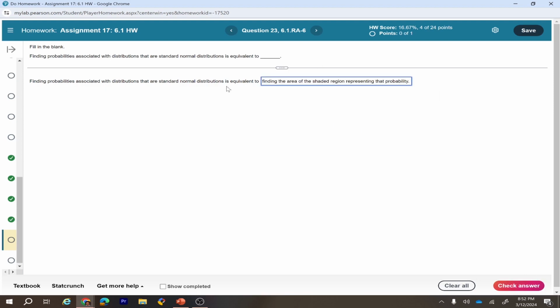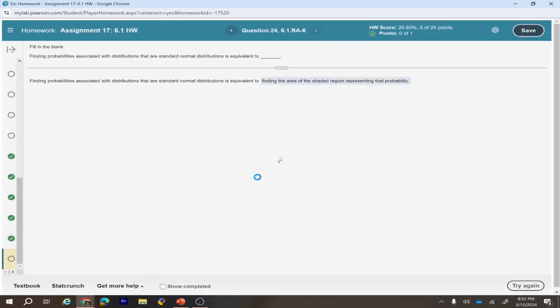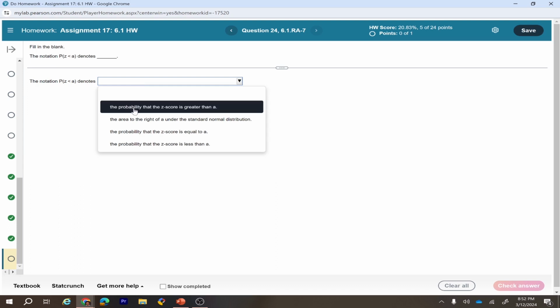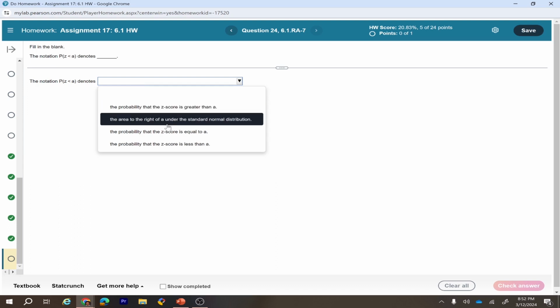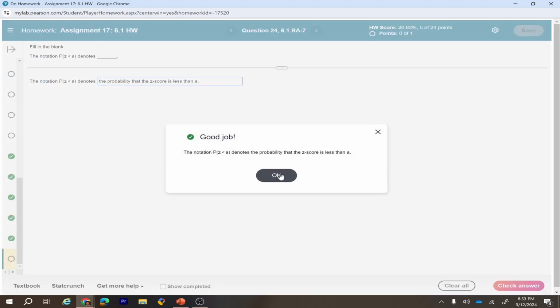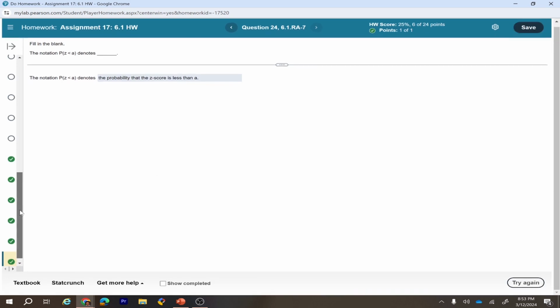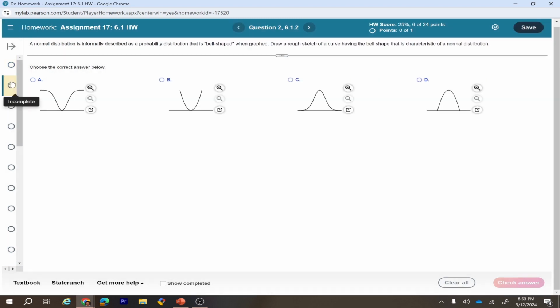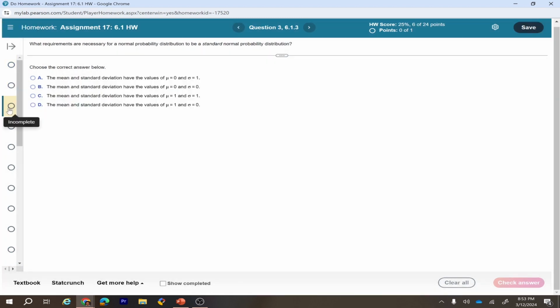This is the most important summary for this section 6.1. If you understand this line, then you understand section 6.1. Okay, the notation denotes the probability that the z-score is less than a. So these are some understanding questions. Now let's go solve some problems from this section.